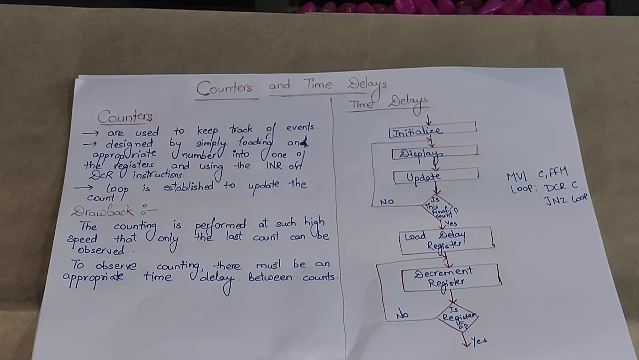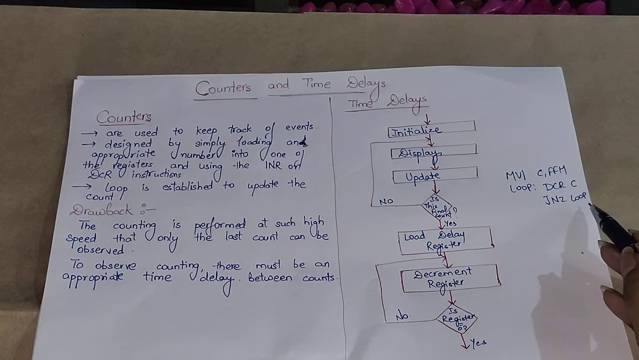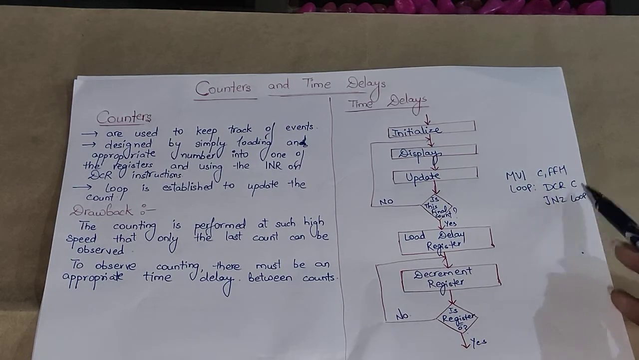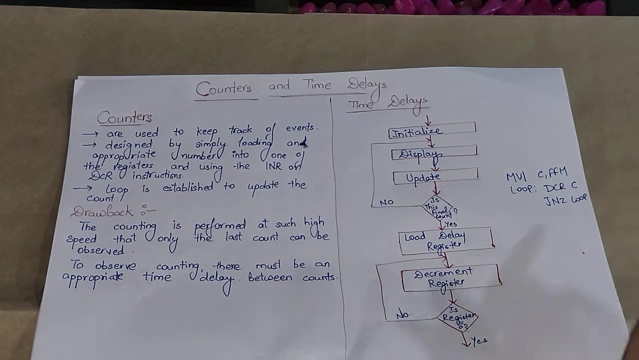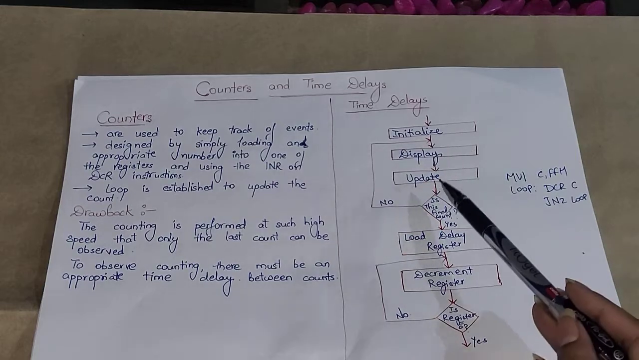Now there is a loop: decrement C. Every time you have to decrement the value of C. Jump if not zero to loop. If C is not 0, then decrement it again and again. But when it comes to 0, simply halt. So this is just a flow chart to represent that case. Initialize, display, update.